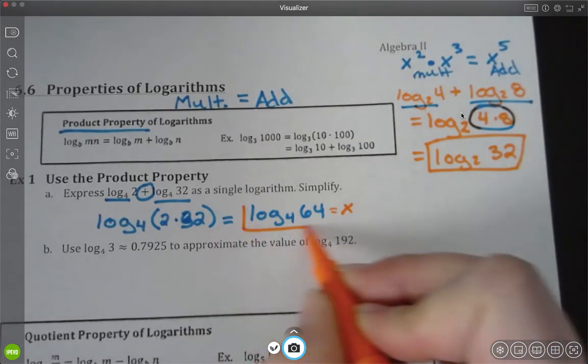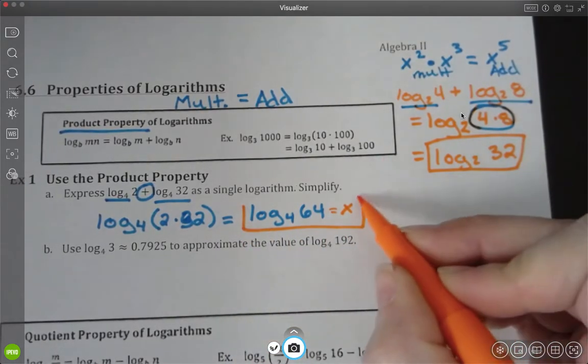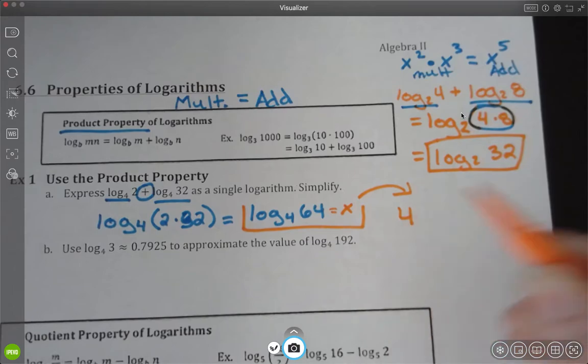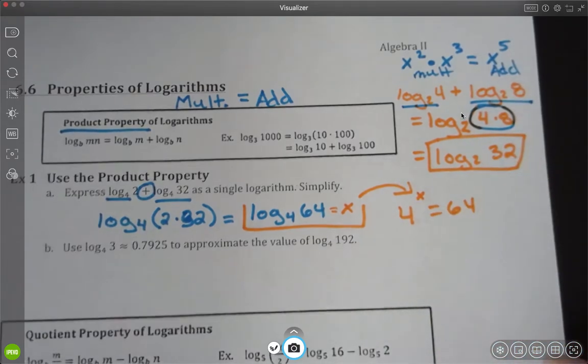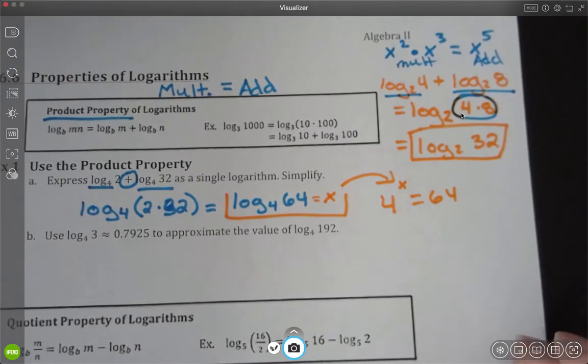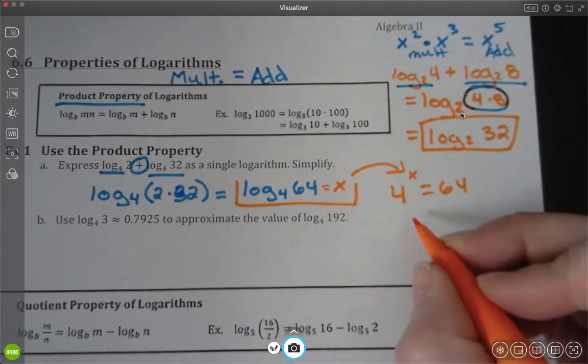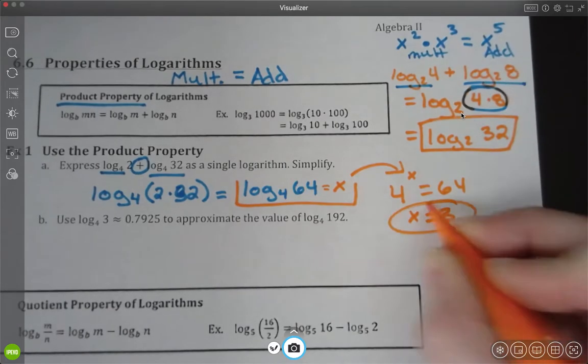And what this guy means is 4 to the X power equals 64, right? If I switch him around and make him an exponential function, then 4 to the X power equals 64. How many times do I take 4 times itself to get 64? 3. So X equals 3. That's my final answer.